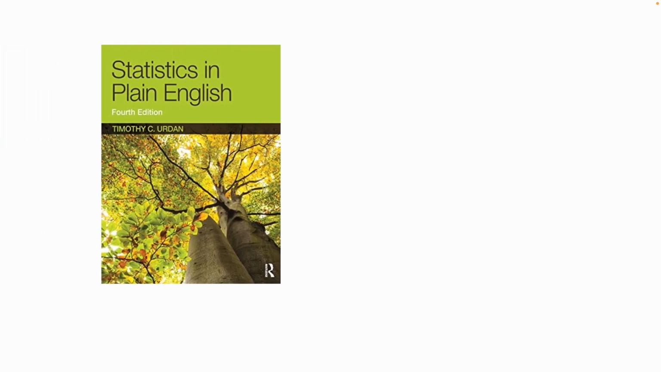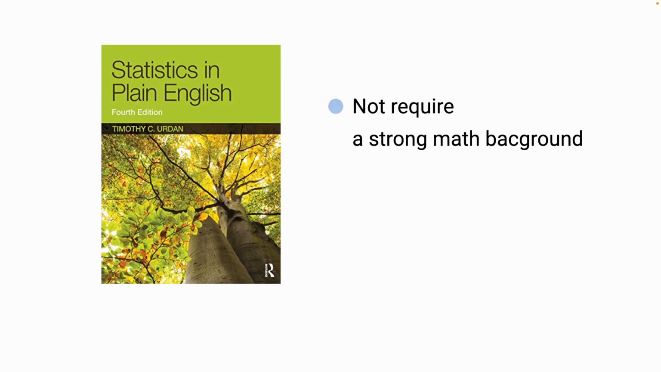The second book is Statistic in Plain English, written by Timothy Urdan. This book is good for both beginners and intermediate levels. Particularly, the book is useful for readers who may not have a strong background in mathematics. The book uses everyday language to explain statistical concepts clearly, so it is easy to read. It is also applicable since it's based on real-life examples, particularly in social science. Now let's get started.